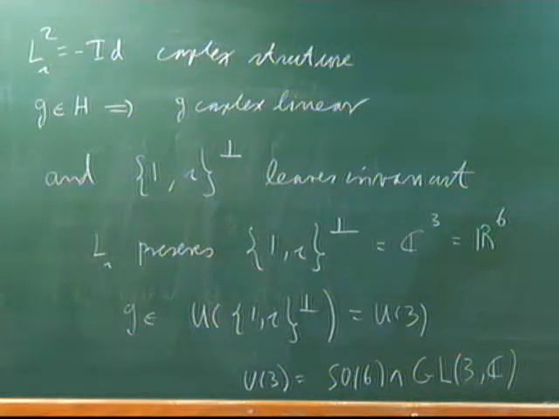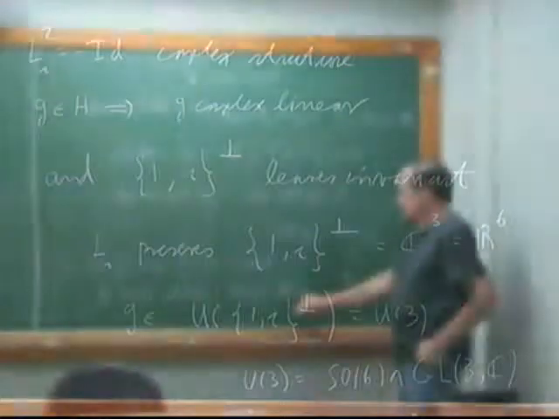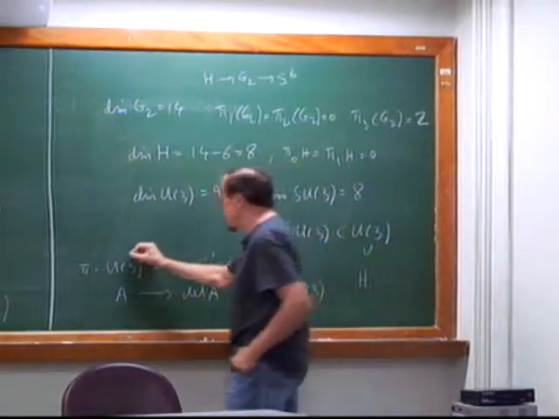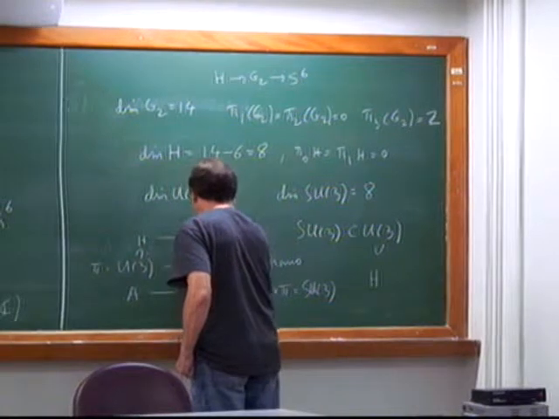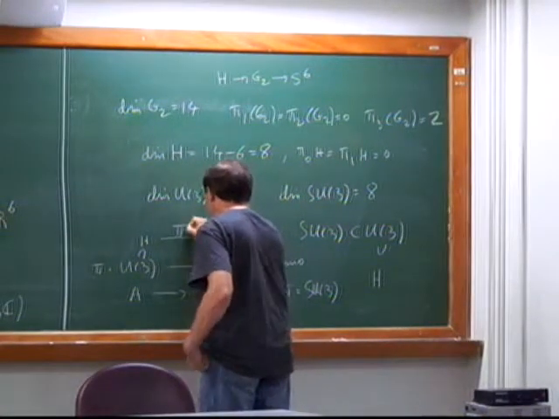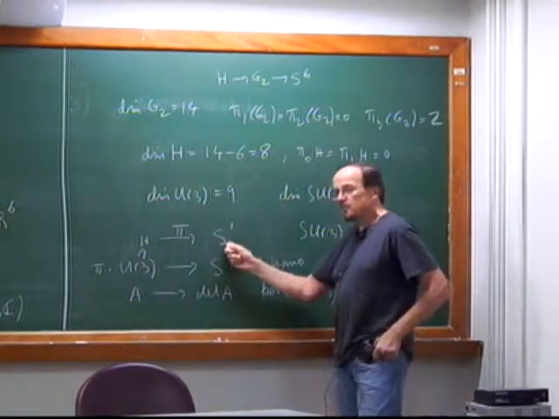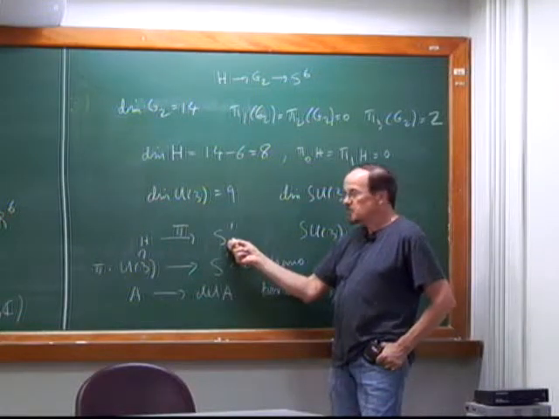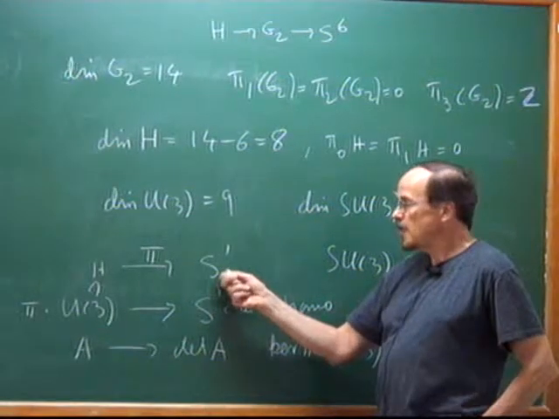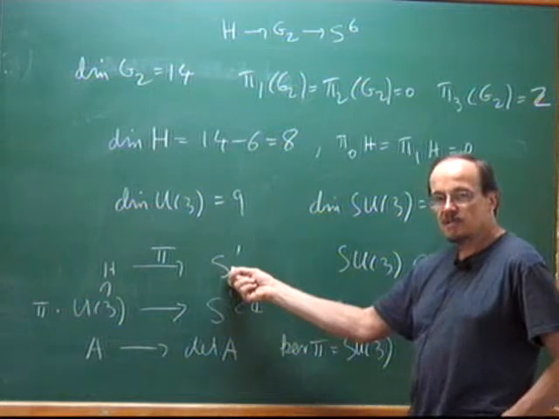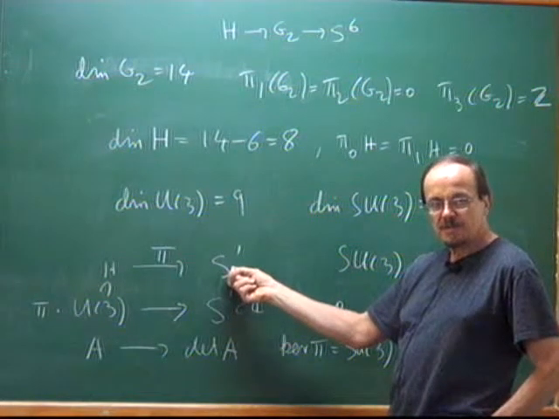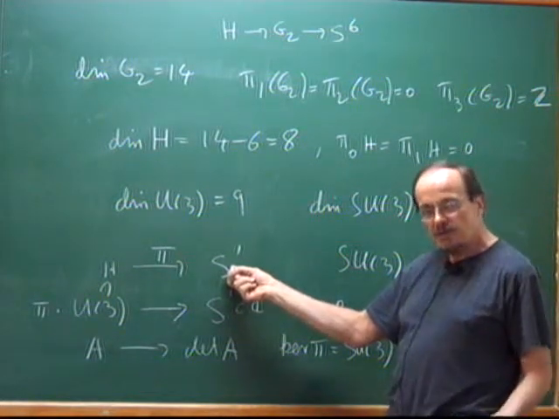But of course, what can happen? H is connected, so H sits inside here, right? I can restrict the homomorphism to H, so the image is either trivial or the whole circle. If it's trivial, I'm done. So I have to find a contradiction to the assumption that it's onto.